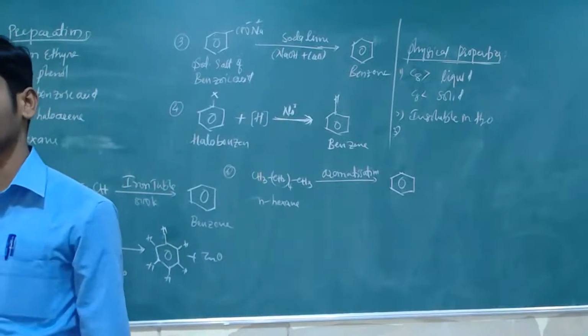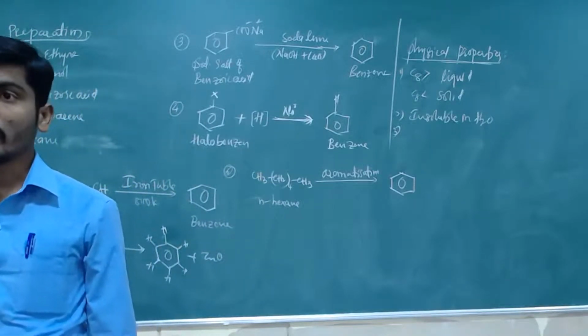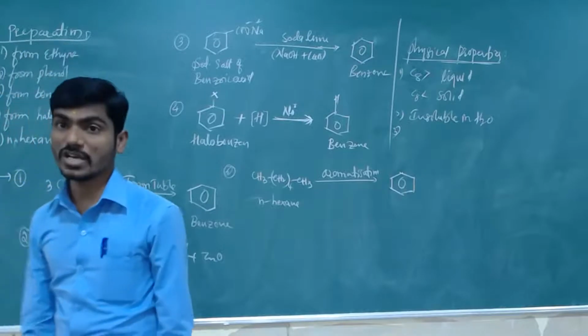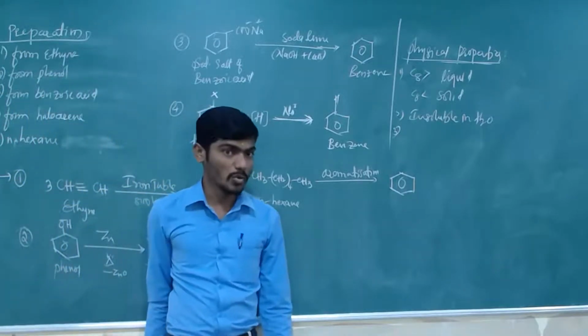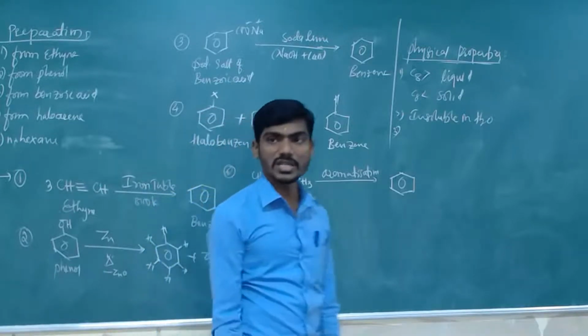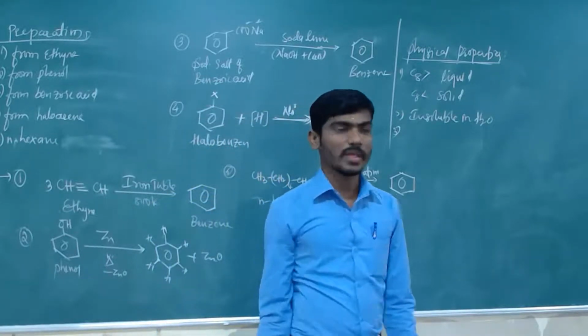Polar, non-polar: how do we differentiate? We check electronegativity, bonds, and separation of charge. Benzene is insoluble in water because water is a polar solvent. Next, density, melting point, and boiling point.